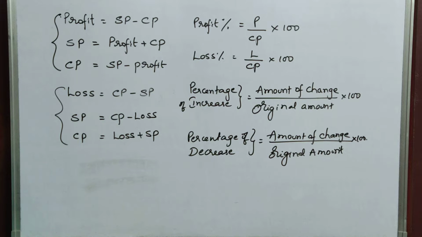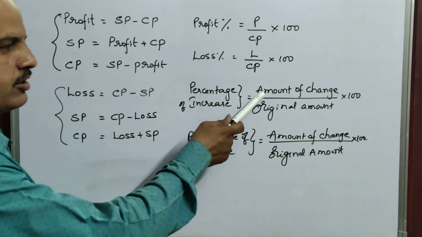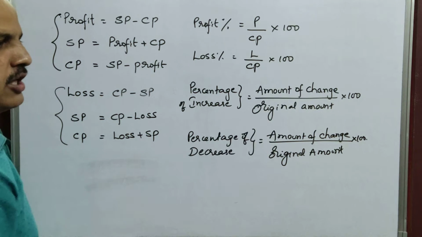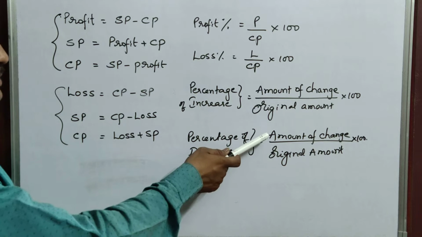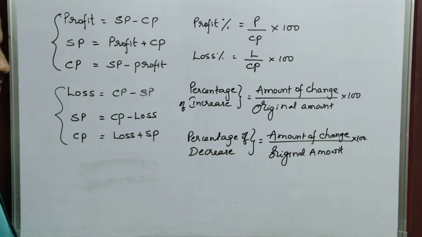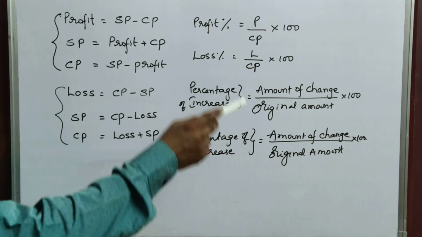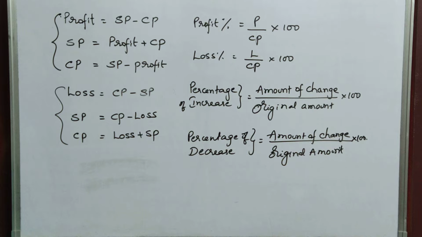Always the percentage of increase and percentage of decrease will be calculated as amount of change by the original amount into 100. This completely depends upon the question, whether it is percentage of increase or percentage of decrease. Now, note down all these formulas in your classwork and we'll go for the exercise part. Okay, children, is it clear?